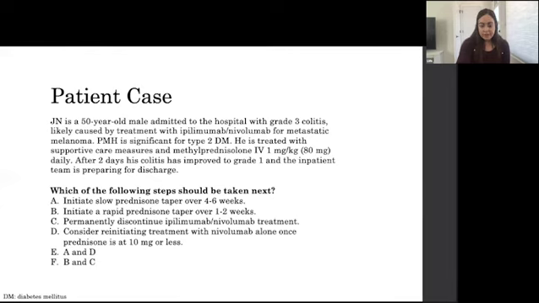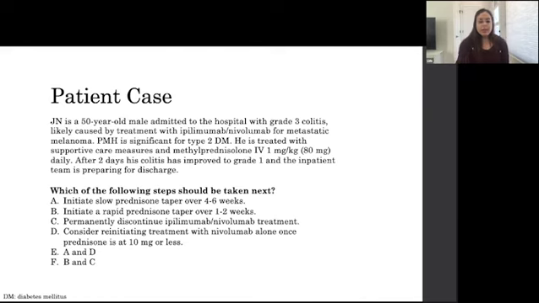So I want you to think about this, even though we didn't review this specifically, it's an important next step to know. So A, initiate slow prednisone taper over 4 to 6 weeks. B, initiate a rapid taper over 1 to 2 weeks. C, permanently discontinue the ipilimumab and nivolumab treatment. D, consider reinitiating treatment with nivolumab alone once the prednisone is at 10 milligrams or less. E is A and D, or F is B and C.